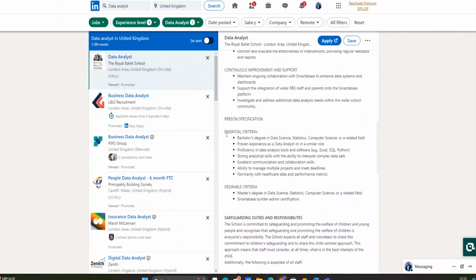I know, but you probably don't need that. They wrote your essential criteria. This is what they want. They said a degree in data science, statistics, computer science. Let me tell you something. When most people see this, they'll be like, I don't have a degree in data science. I don't have a degree in statistics. I don't have a degree in computer science. They ignore this that says related field.